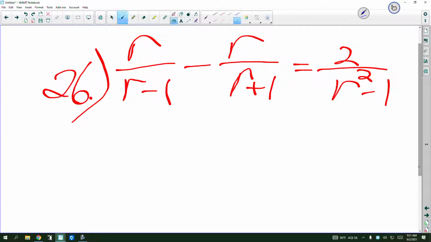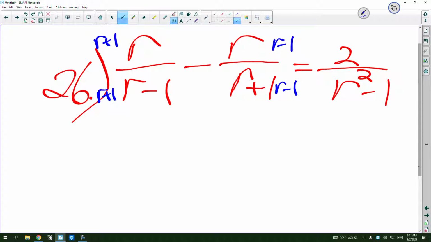I'm going to multiply this by r plus 1 over r plus 1. Wait, can't you just do the r squared minus 1 first? Could you do that way too? I'm going to multiply this side by r minus 1 over r minus 1. And then I'm just going to wait on the right side. All I'm trying to do is get one fraction on the left. That was my game plan originally. I wasn't even going to worry about the right side. Let's just see what the left side turns into.